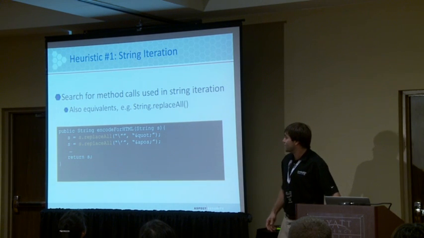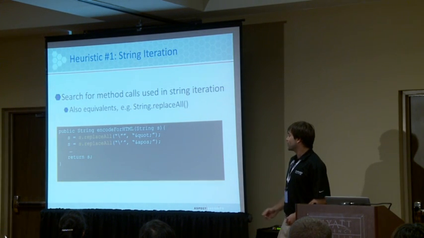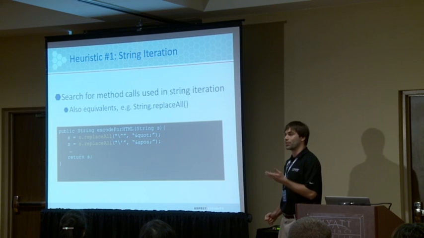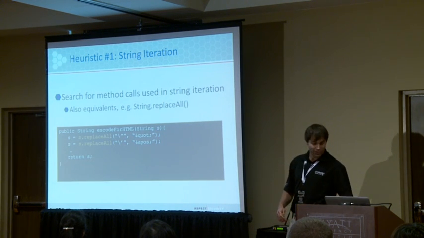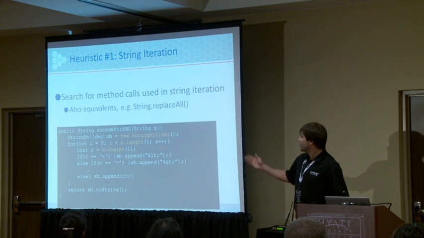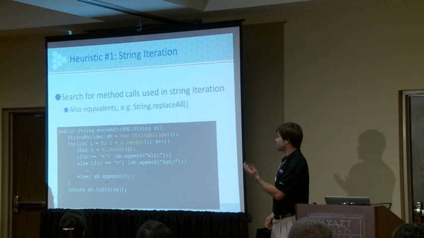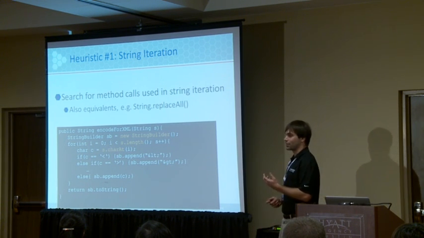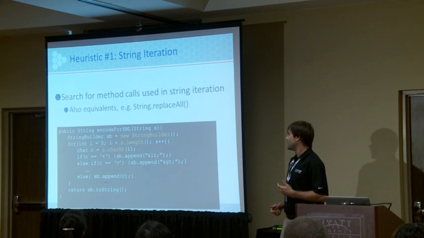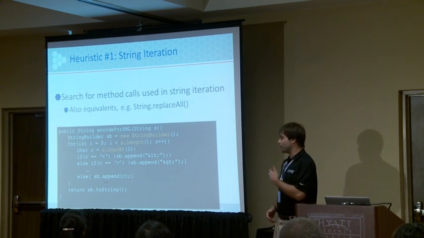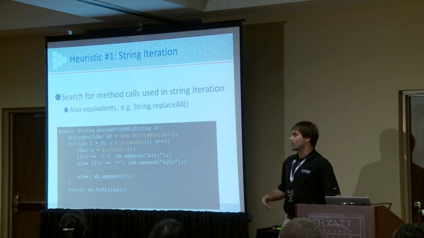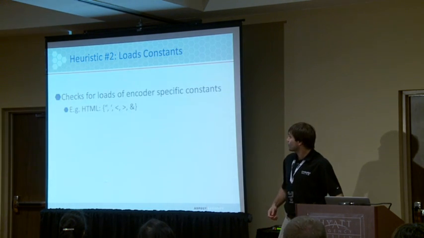So you can see an example of that here. This is an HTML encoder. It essentially goes through and calls replaceAll for every dangerous character that it wants to encode, and then returns the result. So that would qualify as string iteration. Here's another one. It creates a string builder, and then iterates through by calling length, and then by calling charAt for each character, and again, just builds the string in the string builder and returns the result. So both of those would come up positive for our heuristic of looking at string iteration.